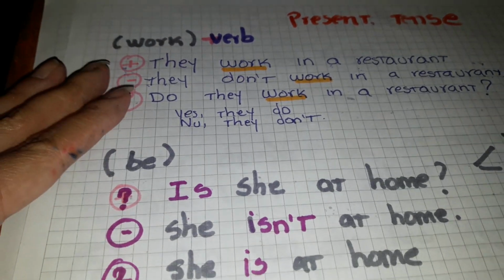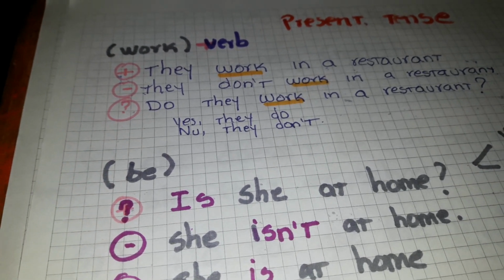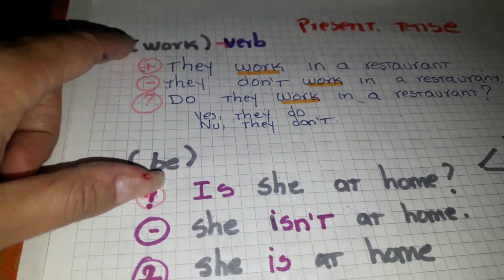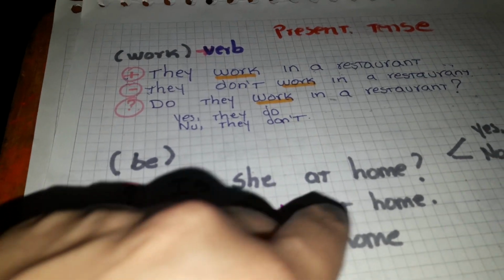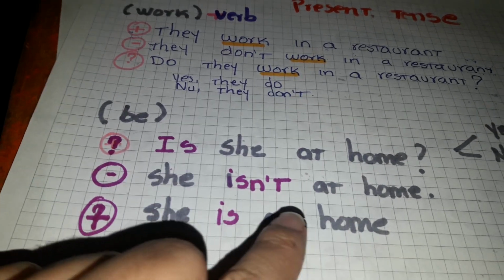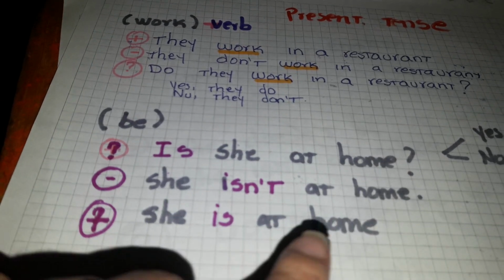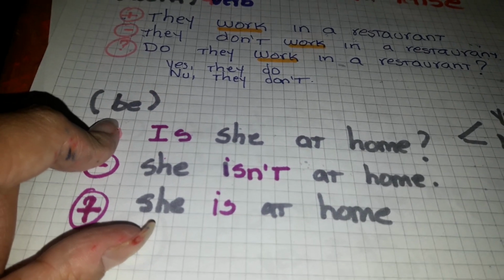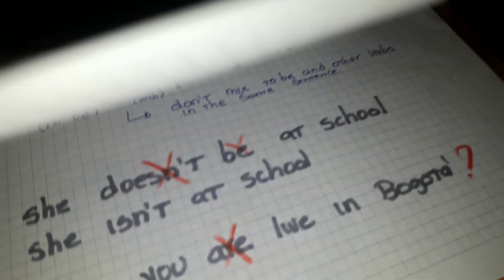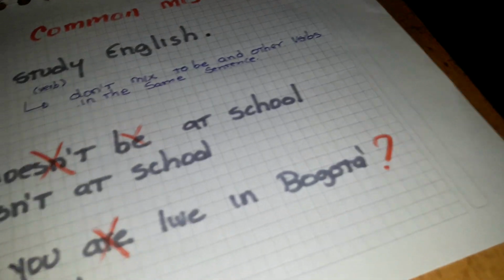And what happens when the activity says to use be in present? If the word is be used in this way: is she at home? She isn't at home, or she is at home. Don't use doesn't or do. No, because the verb is to be. Okay, remember this is to be. Look at the common mistakes.